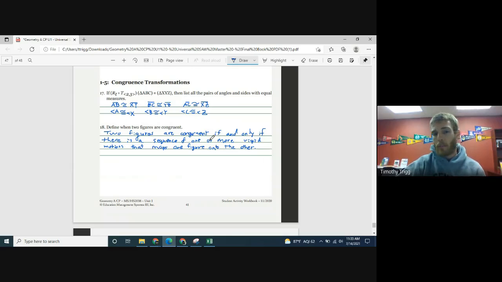Now I know this is a super mathy way to say it, and I know that's not very clear. They're using a lot of mathy language, but just keep in mind this is how it looks on the test. So just be aware of that.